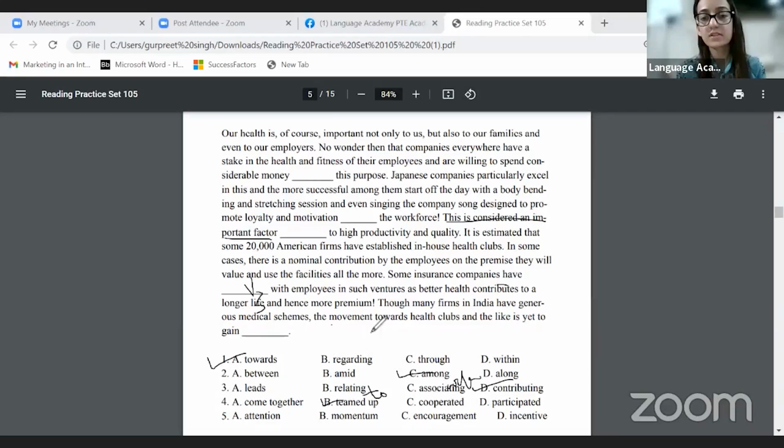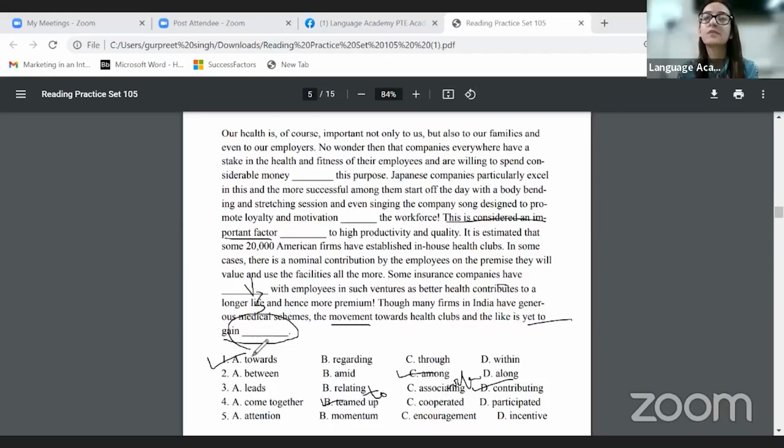The movement is yet to gain dash. So what can a movement gain? Movement towards health clubs is yet to gain attention, momentum, encouragement, or incentive. Incentive cannot be the answer, Amarjot Kaur, because if more and more people start taking care of their health and participate in health clubs, they are not going to get incentive out of that.